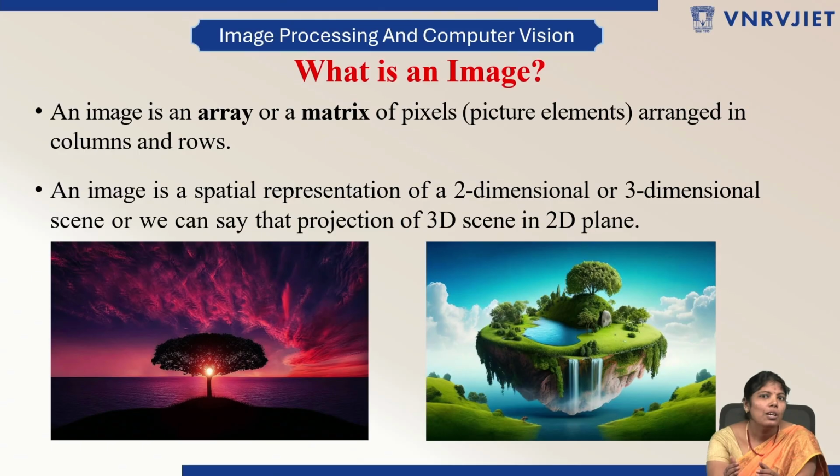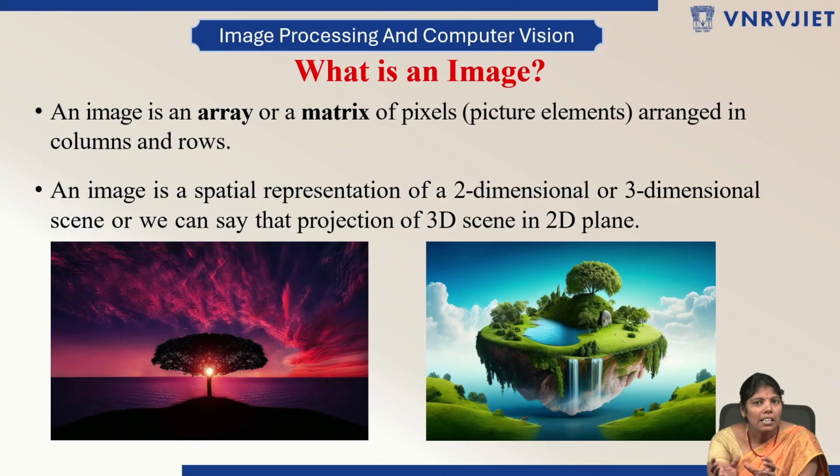So an image is also visual data. It is data in the form of pictorial representation. So what is the definition of an image? An image is an array or matrix of pixels arranged in columns and rows.